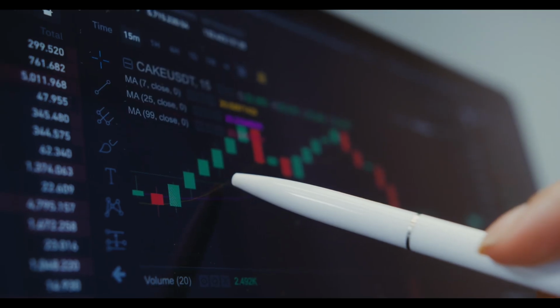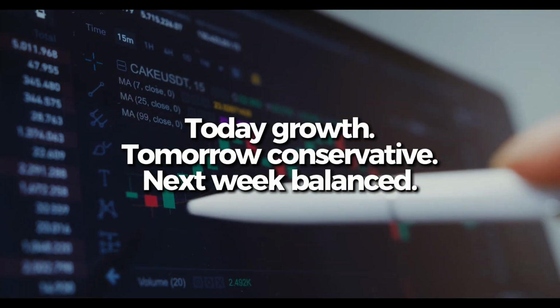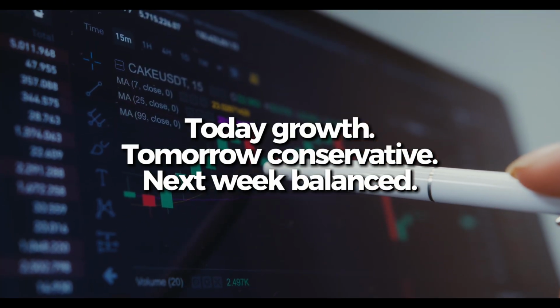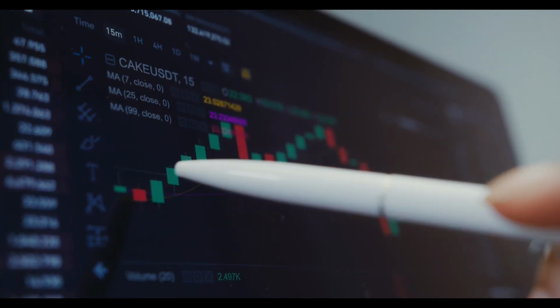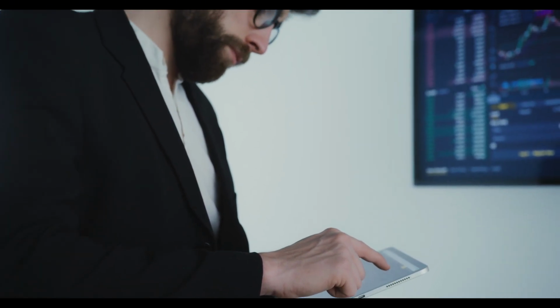Another mistake beginners make is constantly rebuilding portfolios. Today growth, tomorrow conservative, next week balanced. Changing strategies every month creates confusion. AI can accidentally make this worse because you can generate endless new ideas. More ideas do not automatically mean better decisions.